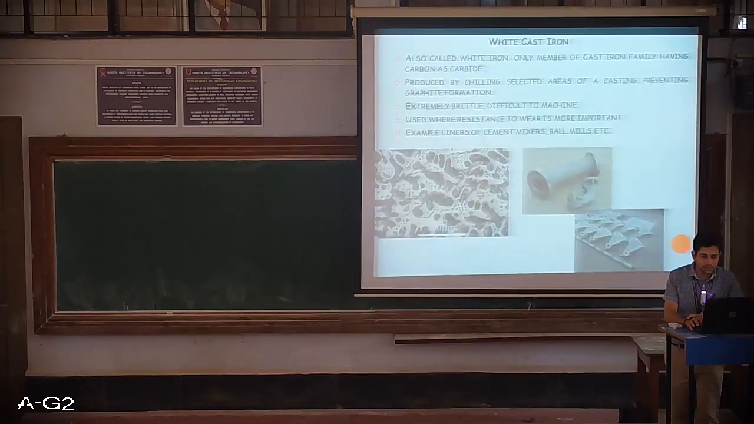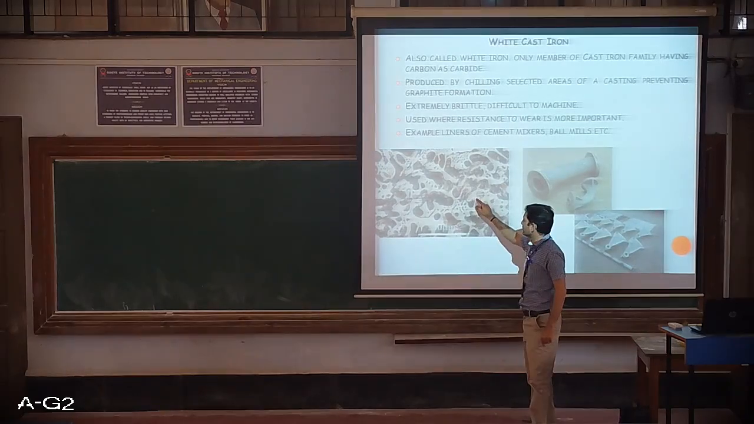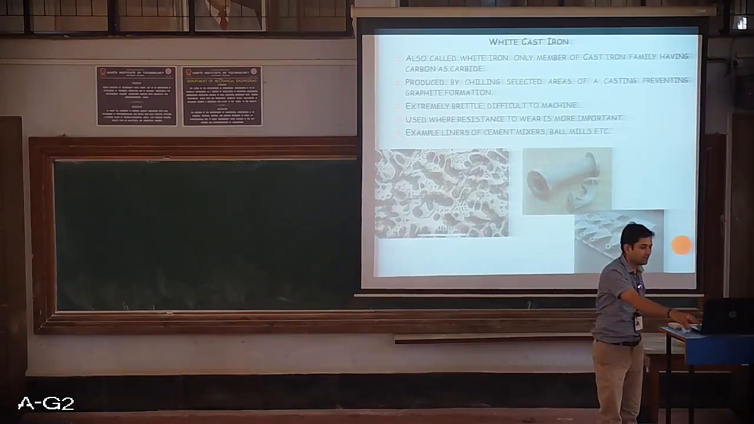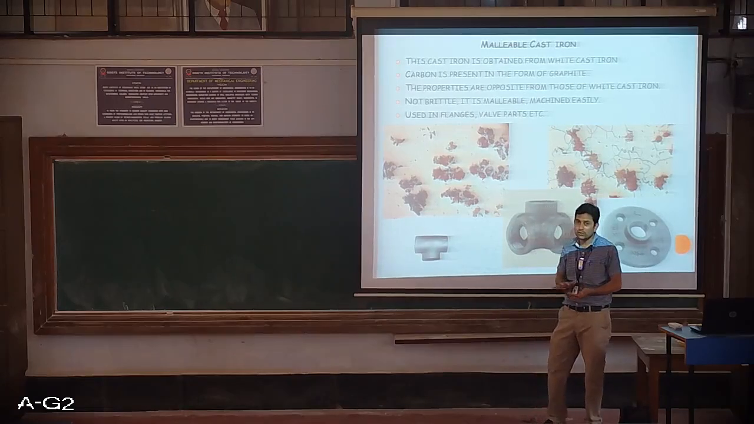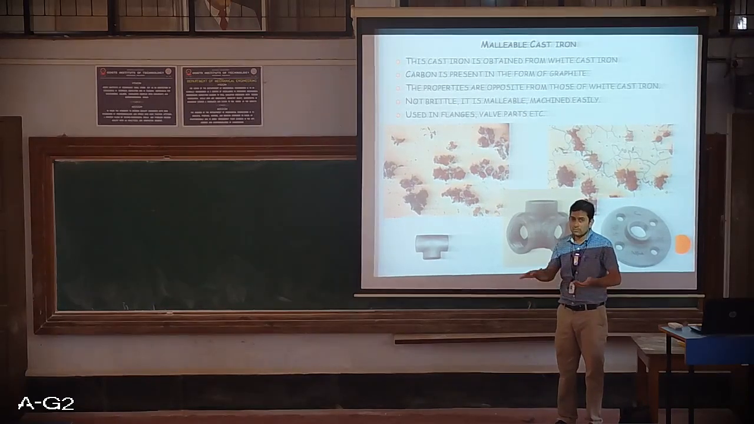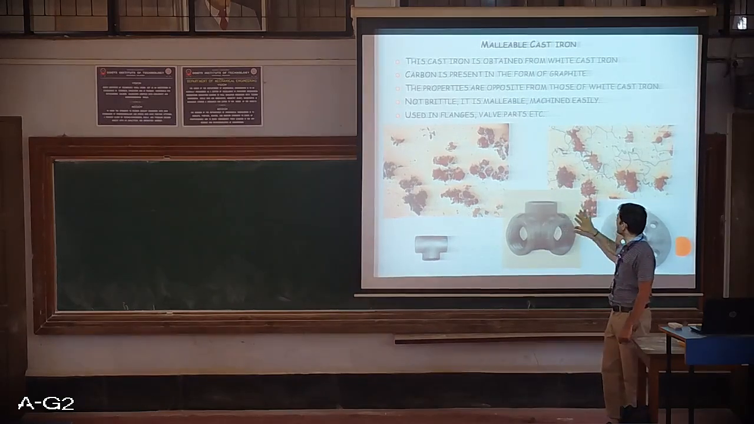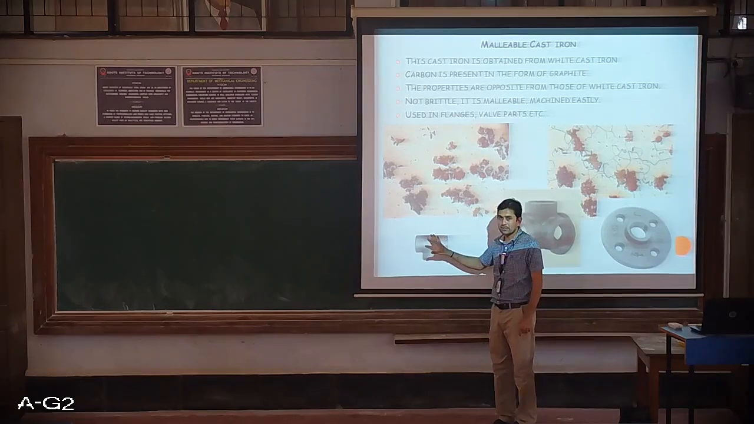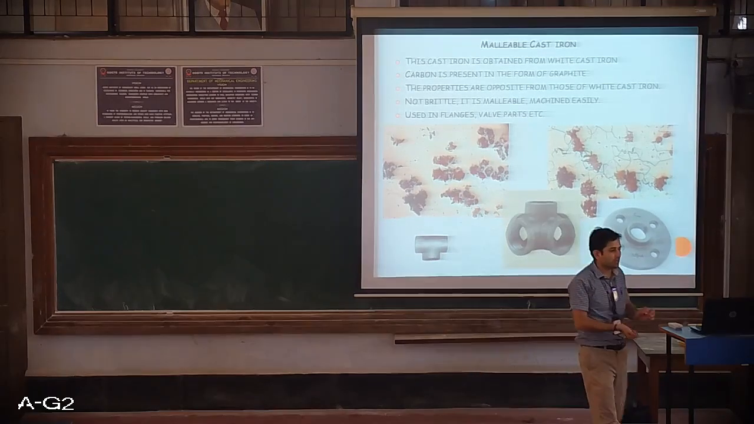In the earlier case I showed you the white cast iron's microstructure. You can see that the majority of the portions are whitish in color. That's the reason it's called white cast iron. Now the malleable cast iron is malleable in nature, which means it can be drawn into thin wires and thin sheets. These are some of the components: the flanges, this is again a flange, and this is a valve component, a T-shaped valve component. All these are made of malleable cast iron. This is the microstructure of the malleable cast iron, how it looks.